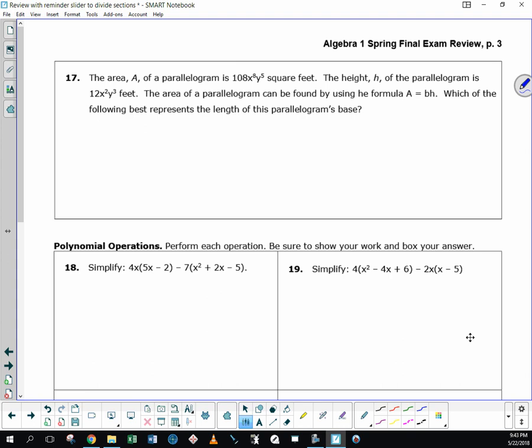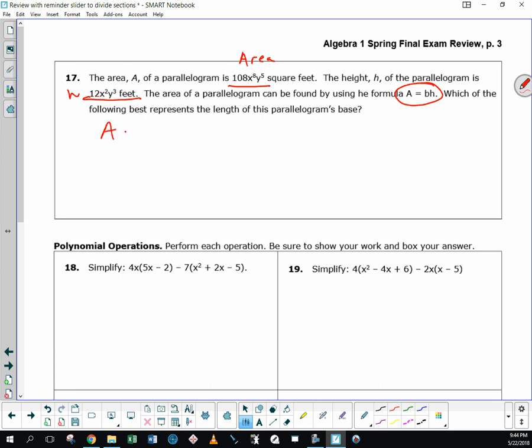Taking a look at number 17. Number 17 says that the area of a parallelogram is 108 x to the 8th y to the 5th square feet. The height of the parallelogram is here, and the area of the parallelogram can be found using this formula. Which of the following best represents the length of the parallelogram base?